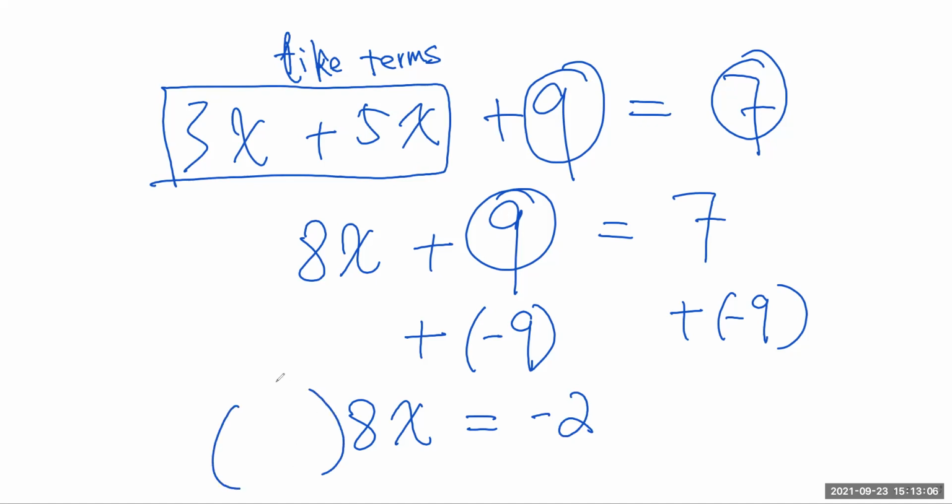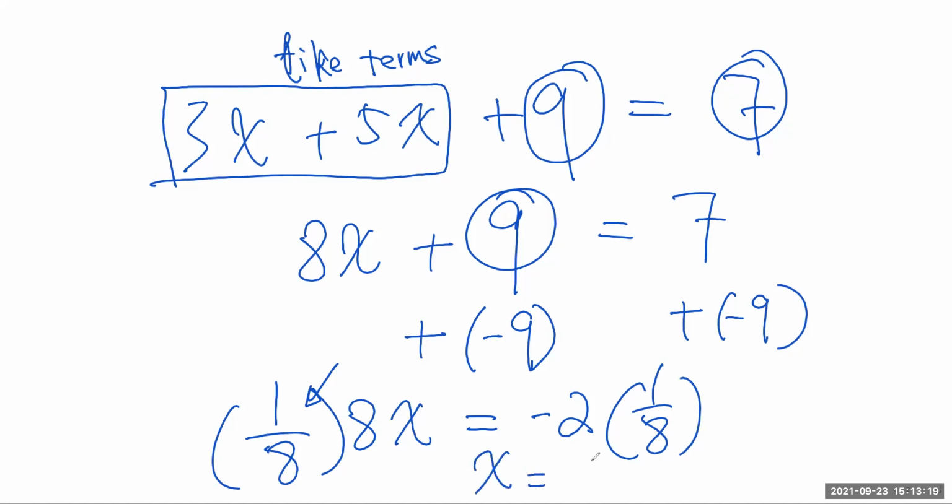Then we just do that on both sides. And that's called the reciprocal. A number times its reciprocal is 1. So we get x, and negative 2 over 8 is negative 1/4. Good?